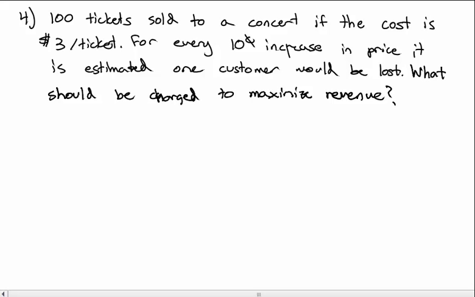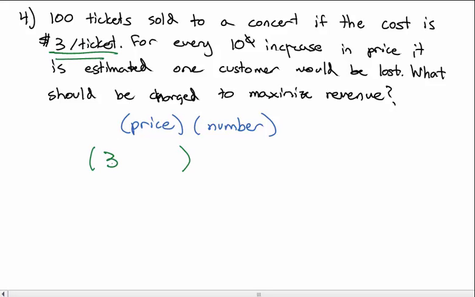One thing we need to know about revenue, how much money comes in, is that it's the price times the number sold. So we need to look at how these factors are going to work together. The initial price for a ticket is $3. We're going to increase the price a 10-cent increment. So we're going to increase 0.1, I'll even say 0.10 just to emphasize the 10 cents.